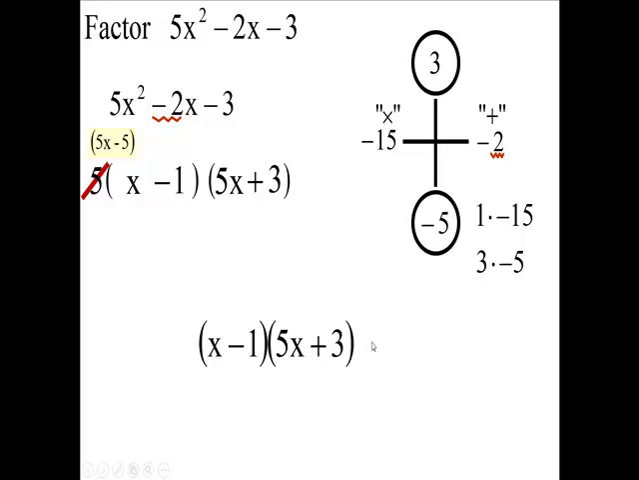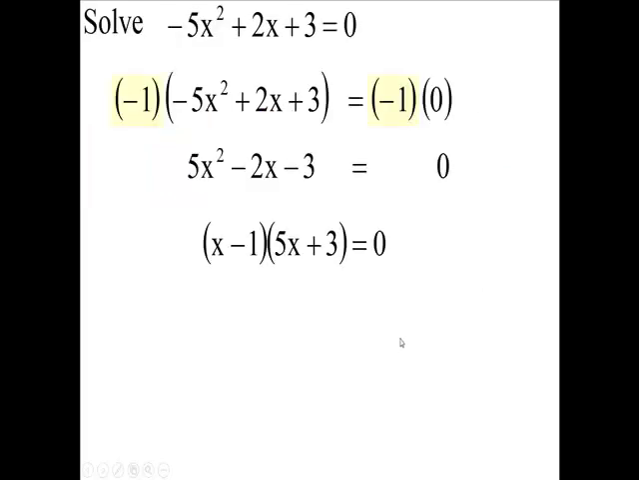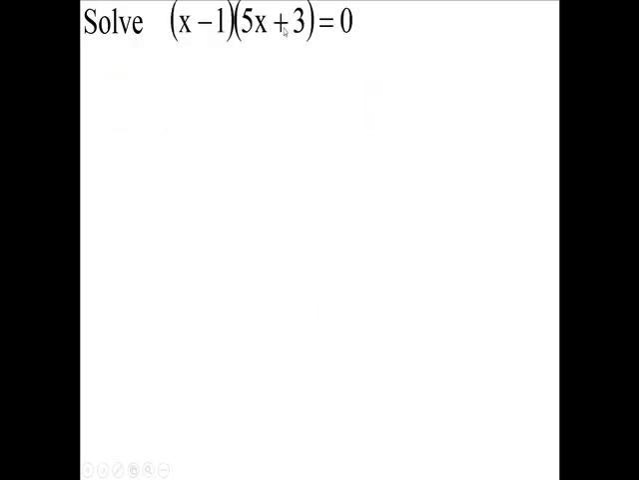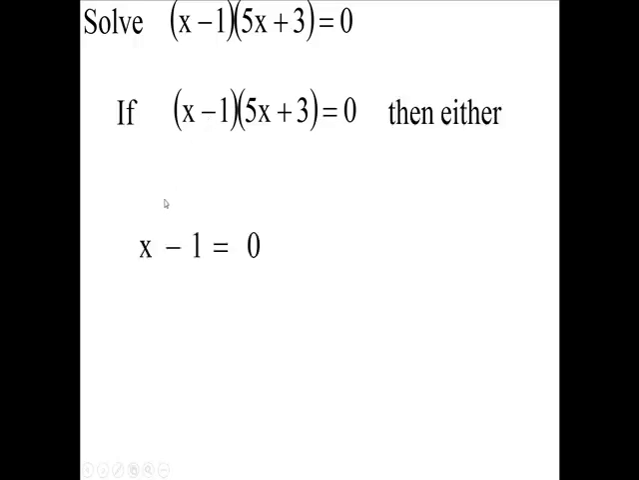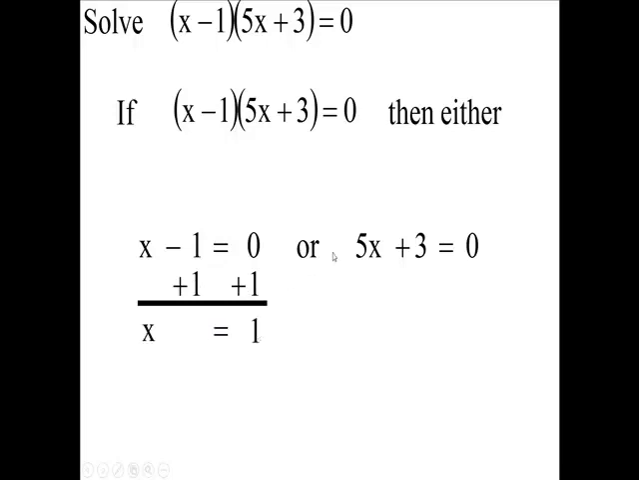Now remember I told you this equals 0? So I can use the zero factor property. Now if this is true, then either A is 0 or B is 0. And if A is 0, then we're going to add 1 to both sides of this. We're going to get x equals 1. And I've finished that side.